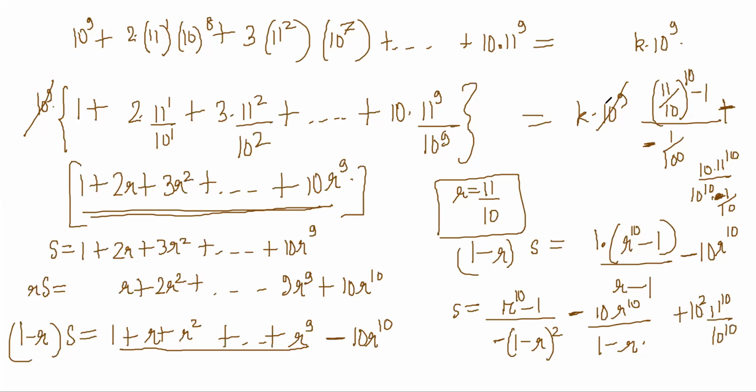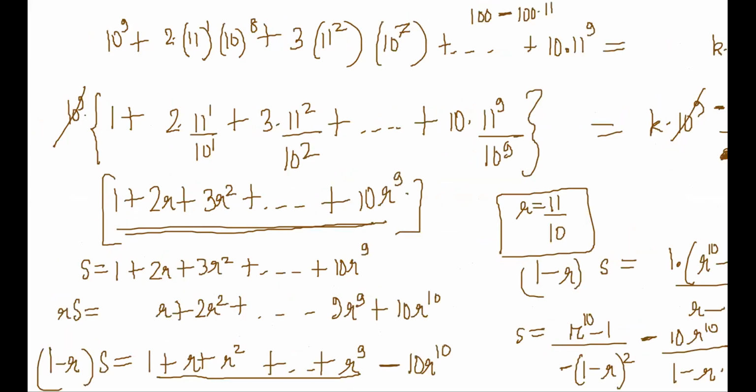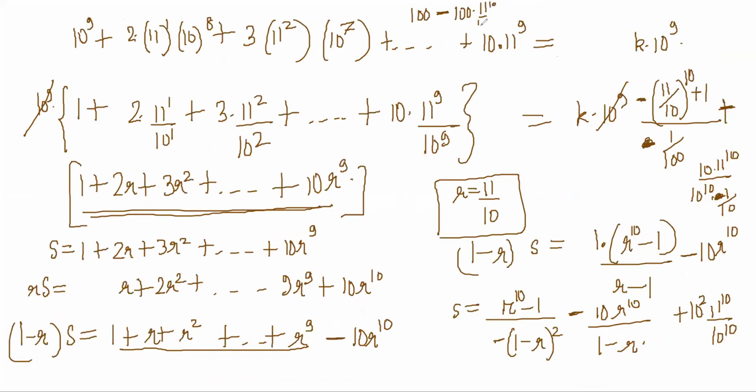And here this minus sign makes this plus and this minus. This becomes 100 minus 100 into 11 power 10 by 10 power 10, right? Divided by 1 when you simplify this. Correct. And you have a plus 100 into 11 power 10 by 10 power 10. So this cancels this and the answer is 100.